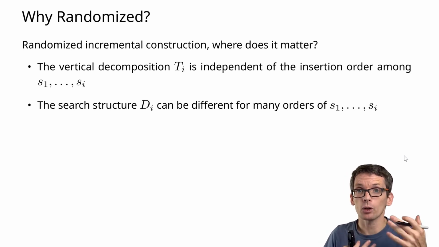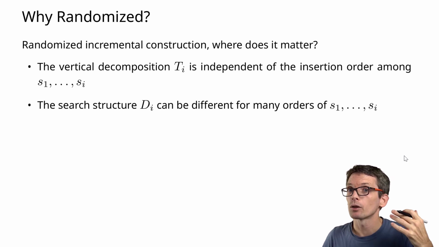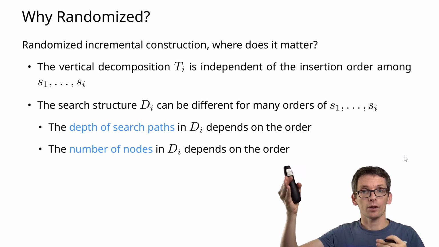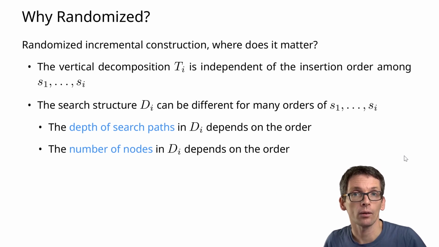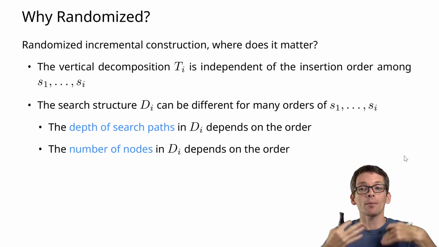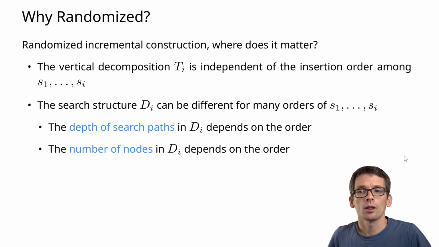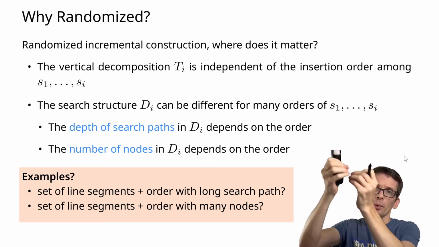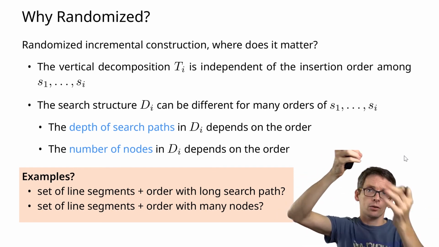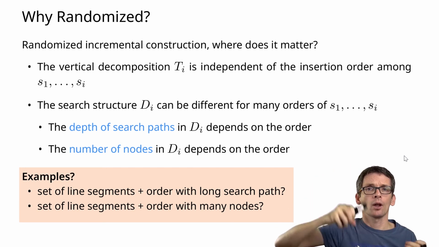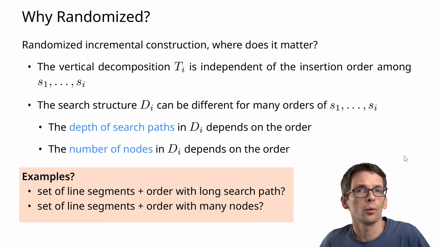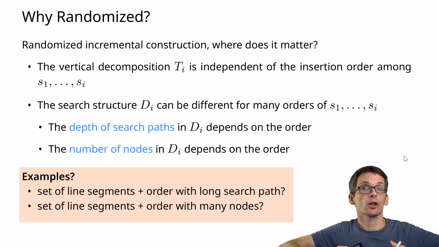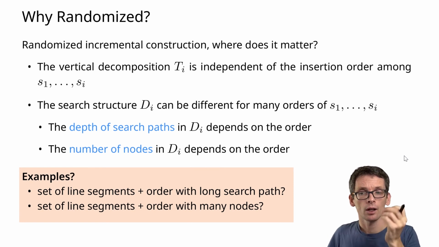Because depending on which order we pick for the Si, the search structure may look different and it may have different complexity. In particular, the depth of a search path might depend on the order that we use for insertion, and also the number of nodes might depend on the insertion order. So let's think about the following questions. If I want to have a particularly long search path, so a deep search structure, what set of segments would give us that? And the follow-up question will be, how can I make the search structure as big as possible? But first, how do we get a long path?